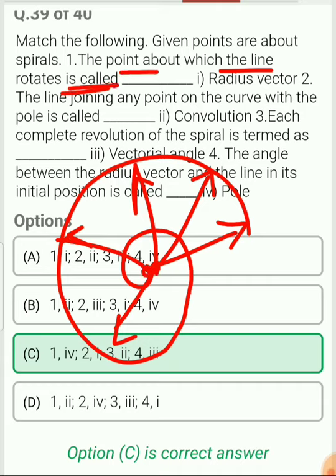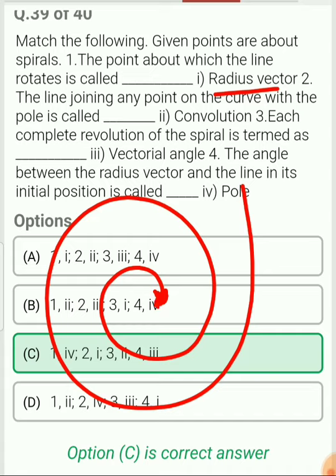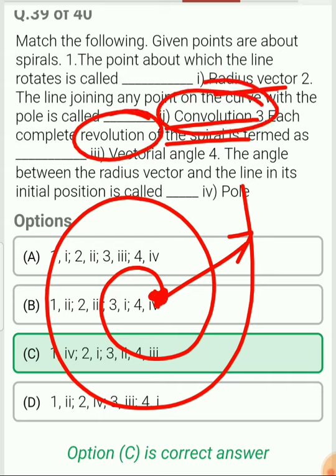A line joining any point on the curve with its pole is called what? It is called the radius vector, right? If there is a spiral over here like this, then this is the pole of this spiral. The pole is the center point, and if we draw a line from this point, this line is called the radius vector. Now each complete revolution of the spiral, one revolution of the spiral, is called convolution, right? So a revolution in the spiral is called convolution.